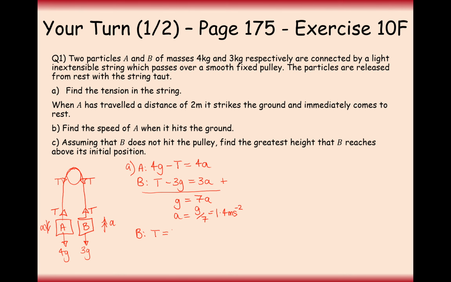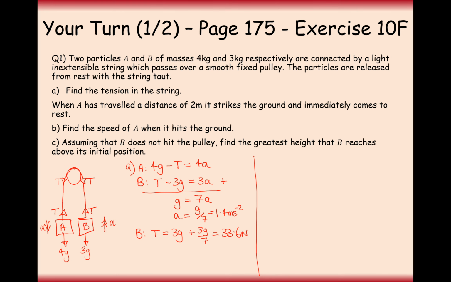Let's add the 3g onto the other side. So it'd be 3g add 3g over 7, from 3 times acceleration. So we'll times that answer by 3 and then add on 3 times 9.8. So we're going to get 33.6 newtons. Perfect.